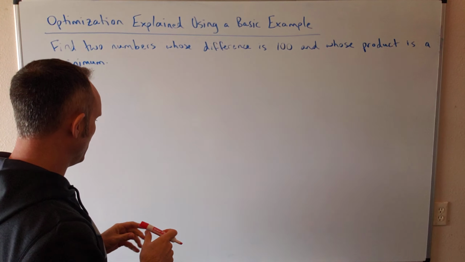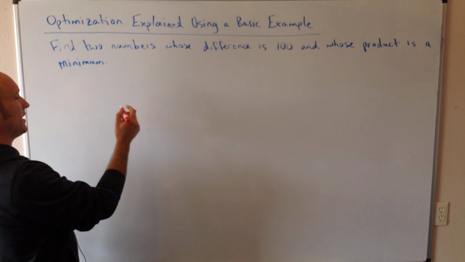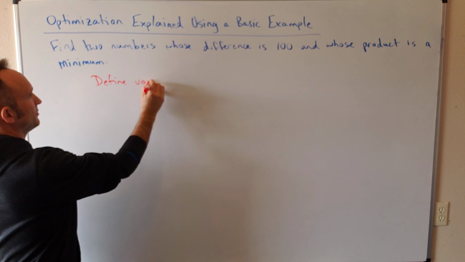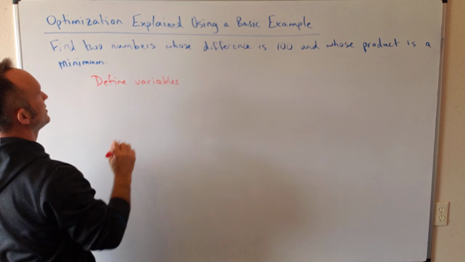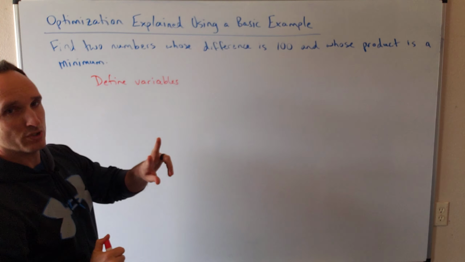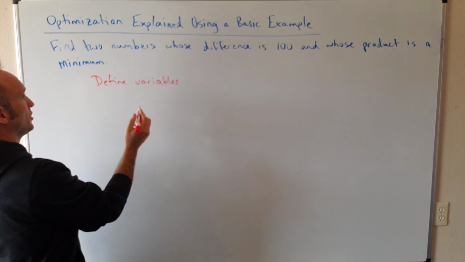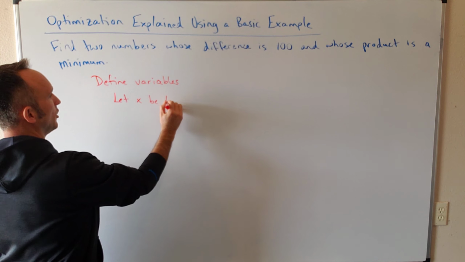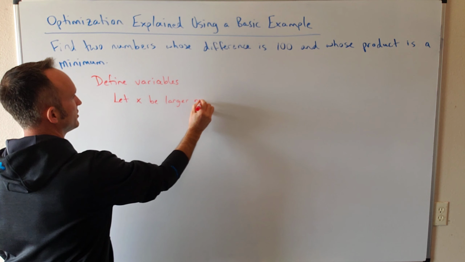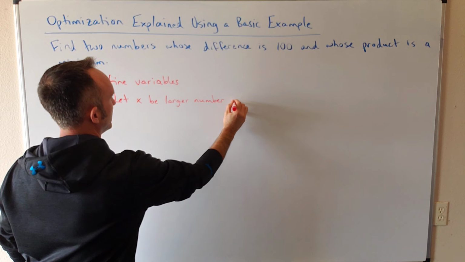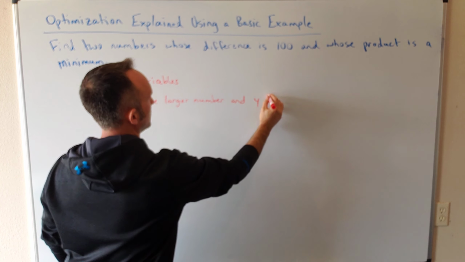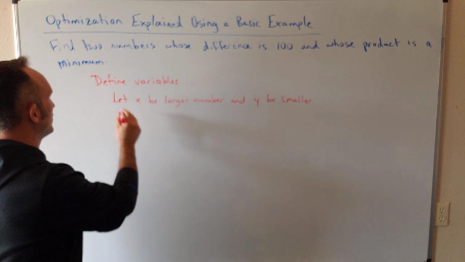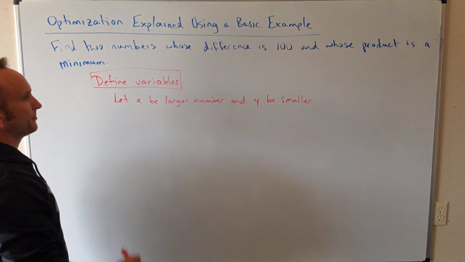The first thing we need to do is define variables, right? So in this case, we have two numbers. Those will be the unknowns that we'll use. So we will let x be the larger number. It doesn't matter which one's larger. And y be the smaller, okay? So that's going to be important to us. So we've got our variables defined.